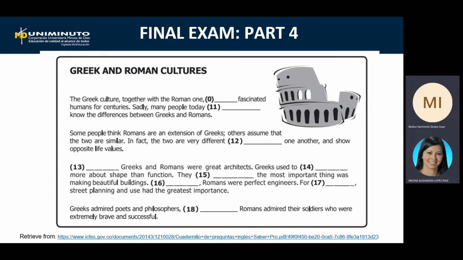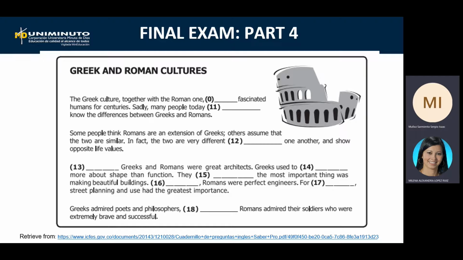Okay, humans for centuries. Sadly, many people today don't know the difference between Greeks and Romans. Number 11, right? Yes, 11. Many people today don't. Good, it is letter A, have. Don't know the difference between Greek and Roman. Good. Okay, let's continue.